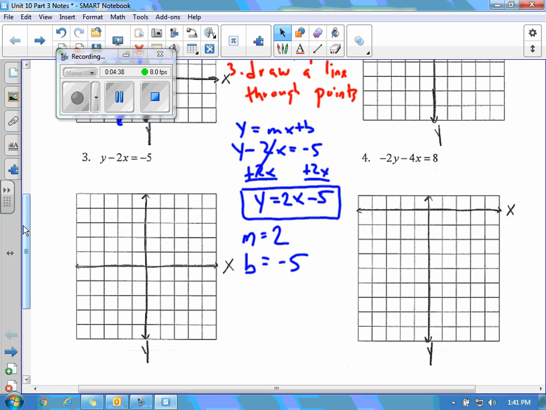Now I can go through my 3 steps to graph. So the first step, remember, is to put a point on my y-intercept, which in this case is -5. So I'm going to go down 1, 2, 3, 4, 5. So my point is way down here at the bottom.